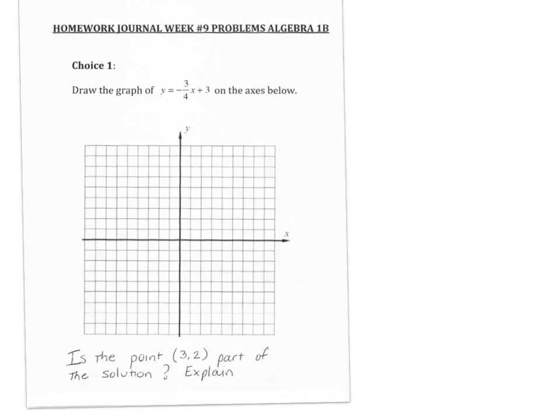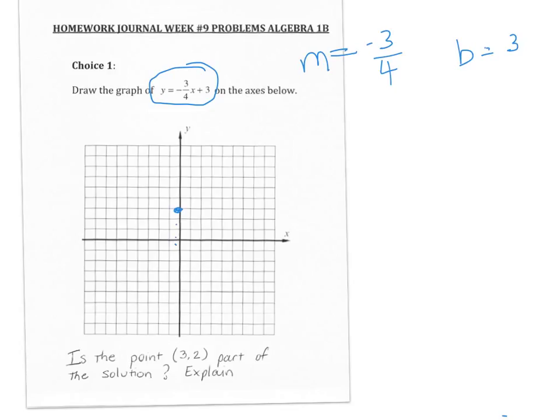Choice 1. Given this equation of a line, which is in slope-intercept form, I know immediately my slope is equal to negative 3 over 4, and I know my y-intercept is equal to 3. So I'm going to start with my y-intercept. I'm going to go to the origin, and I'm going to go 1, 2, 3. My first point is here on the y-axis.